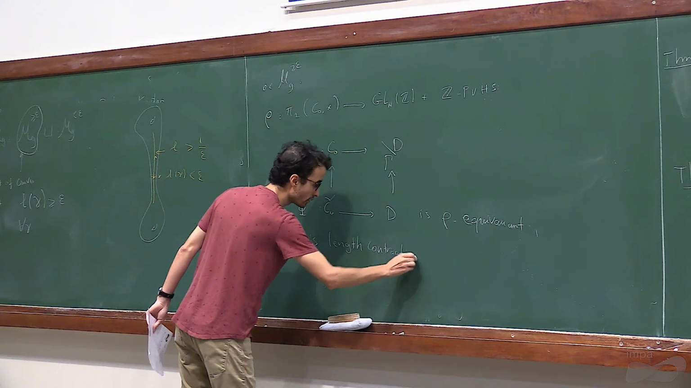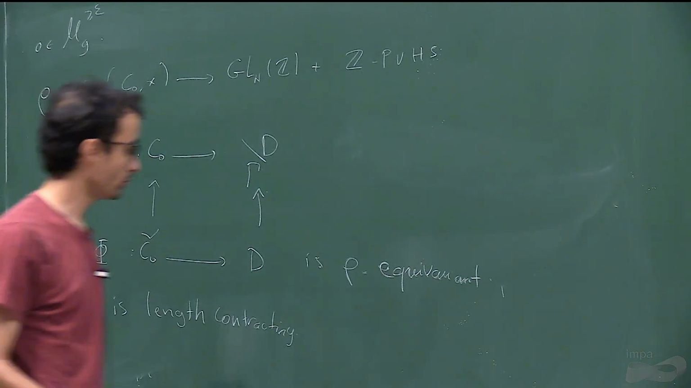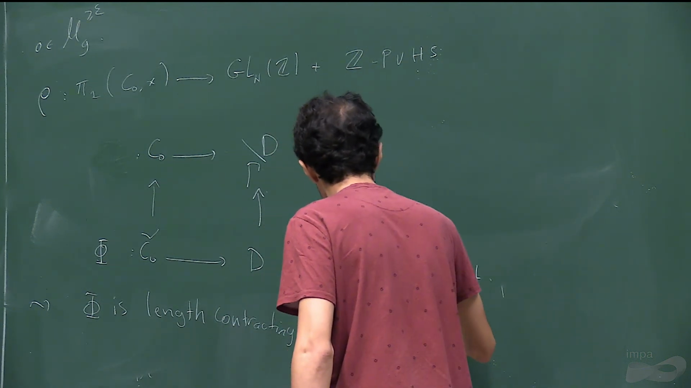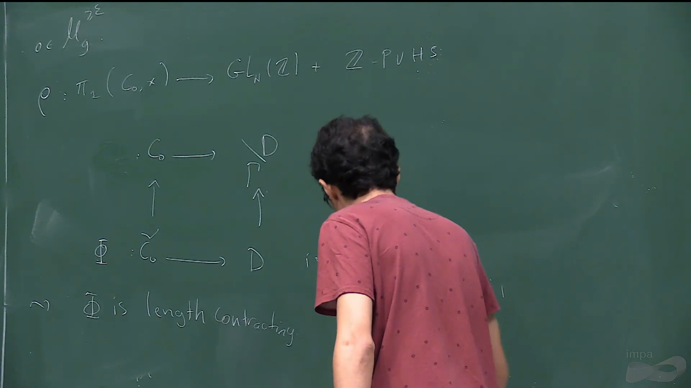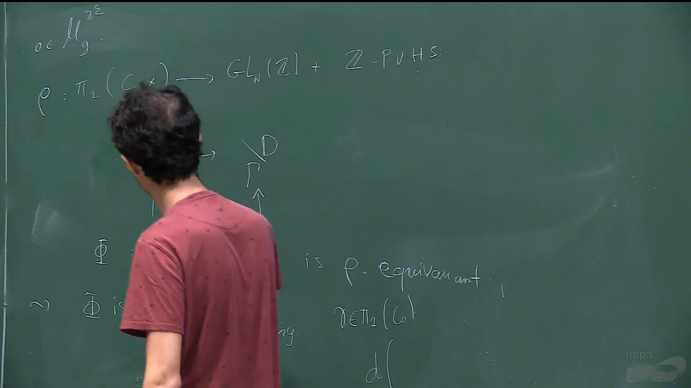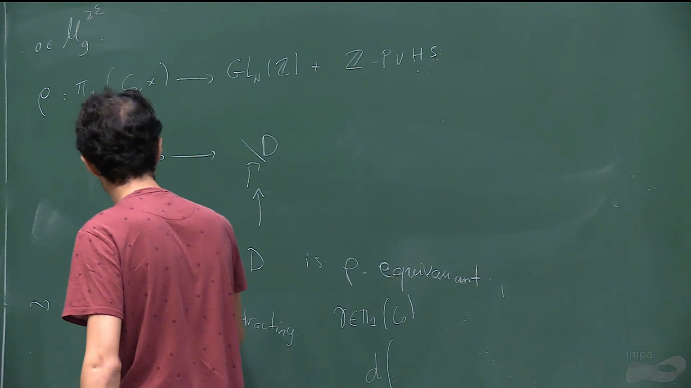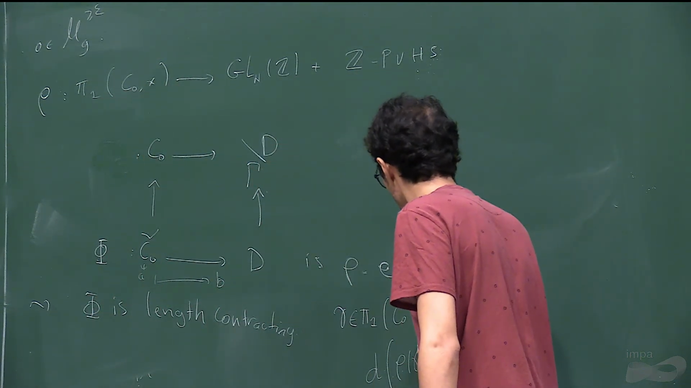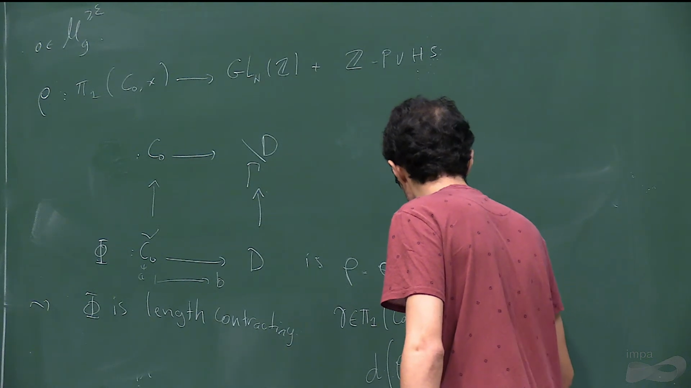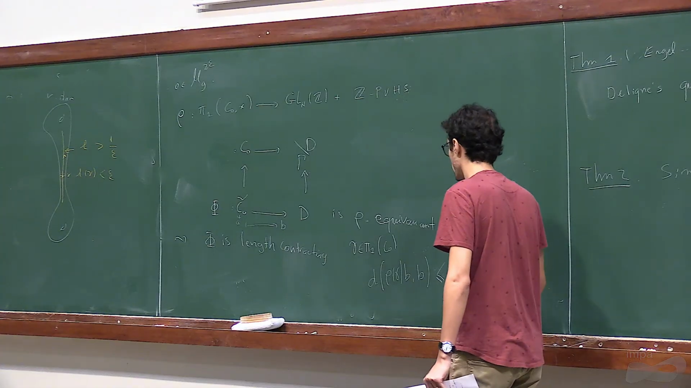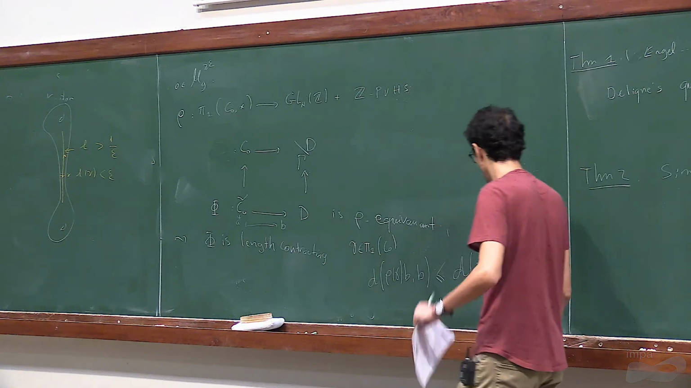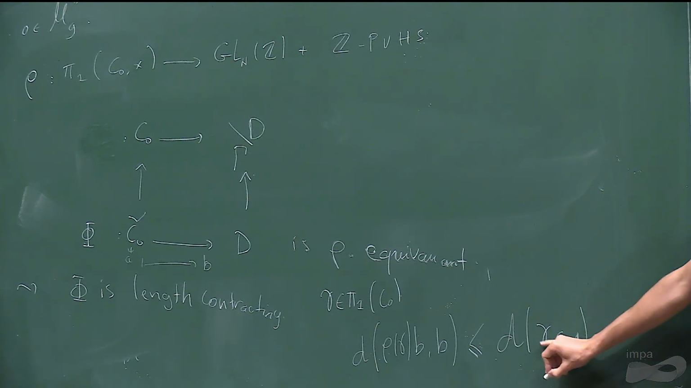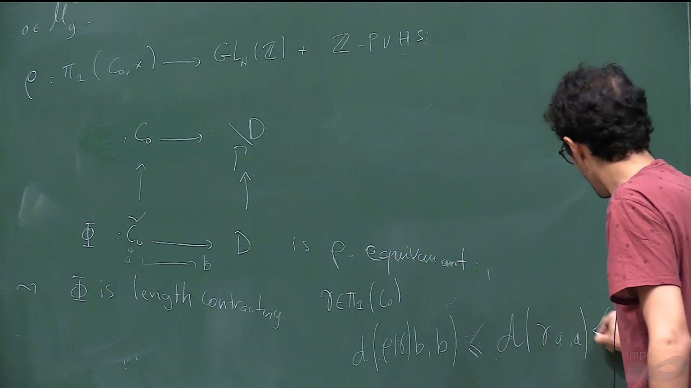Okay, so what this means is that if you take any element gamma in the pi_1 of C_0 and you compute the distance between, so let's fix a base point here and call it A and map it to, I don't know, B. Then the distance from rho of gamma acting on B and B is smaller than the distance from gamma acting on A and A. And this depends on the homotopy class of gamma, and so this is bounded.